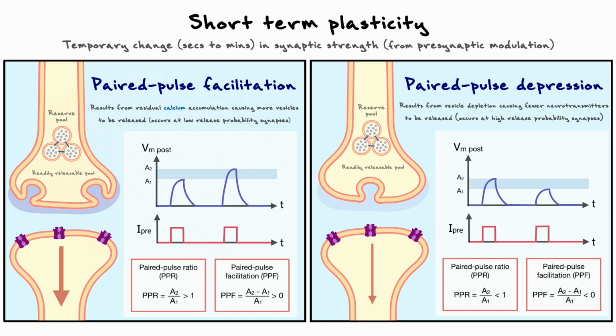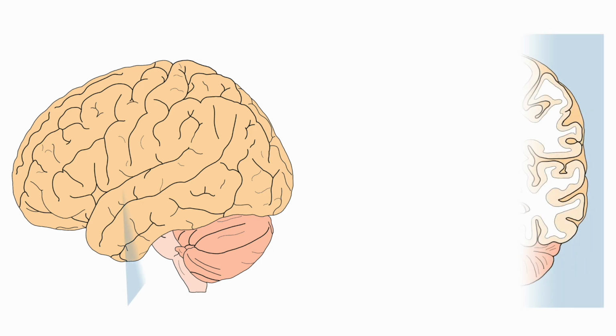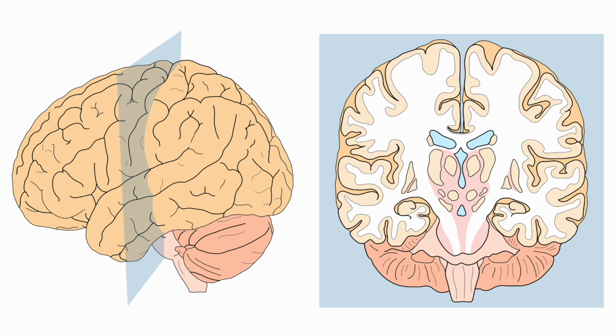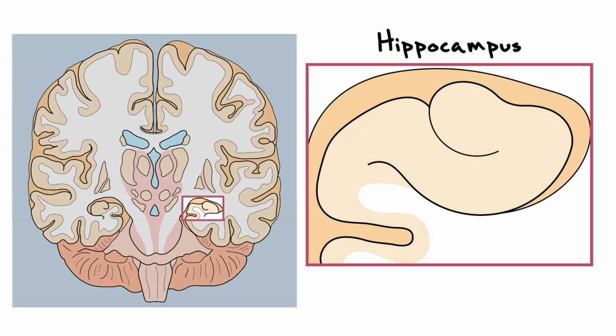To do so, we will consider an important area in the brain named the hippocampus that has been instrumental in the discovery and the development of synaptic plasticity. To find the hippocampus, we can take a coronal section at the level of the temporal lobe. The hippocampus will be located in this external portion of the brain on either side.